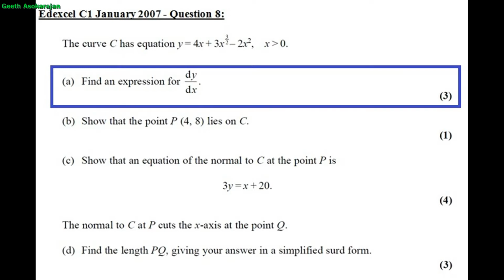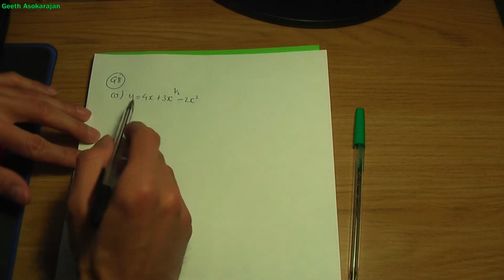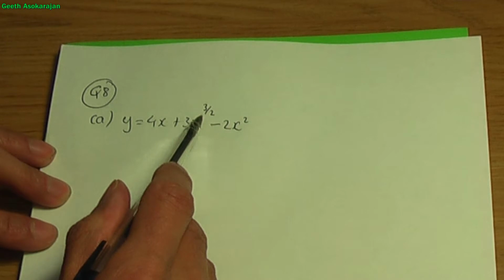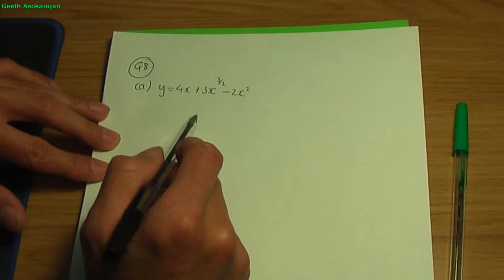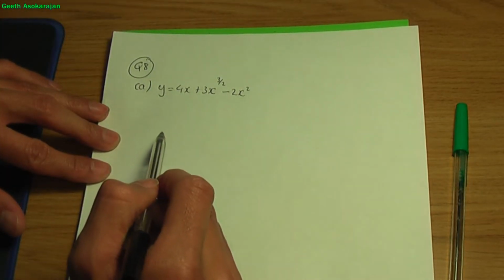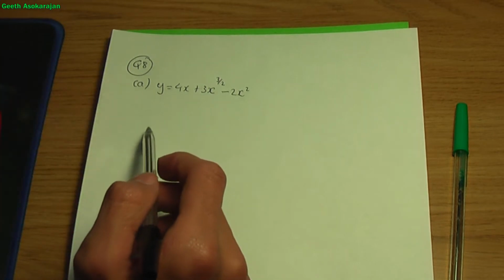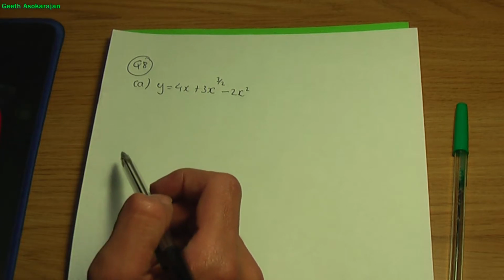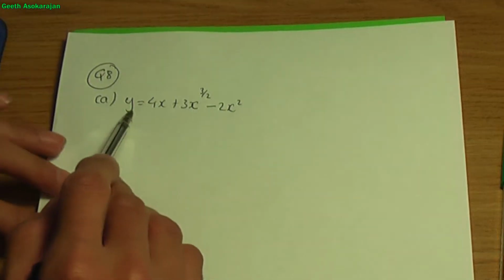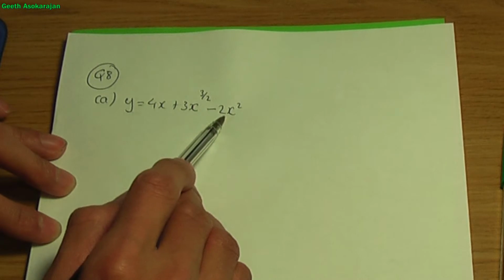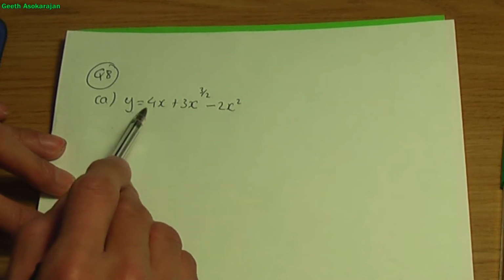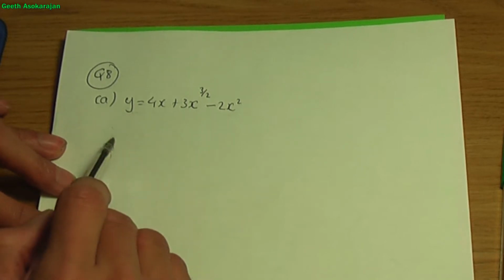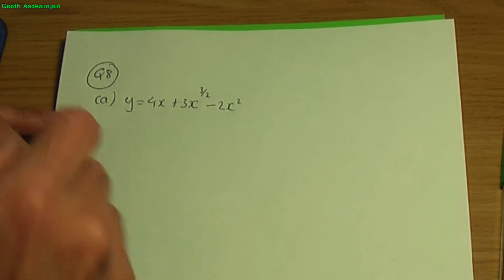So let's go back to the paper and pen. So here it is, the equation y equals 4x plus 3x to the power 3 over 2 minus 2x squared. Now, if you're unaware of how to find dy over dx, I have created a video explaining the process, and I'll provide a link to this video in the description below. However, for this particular example, all we need to do is multiply by the power and subtract 1 from the power. So that is the process for working out dy over dx.